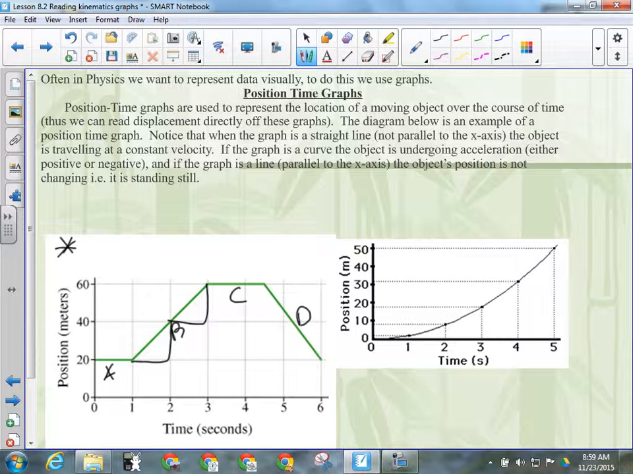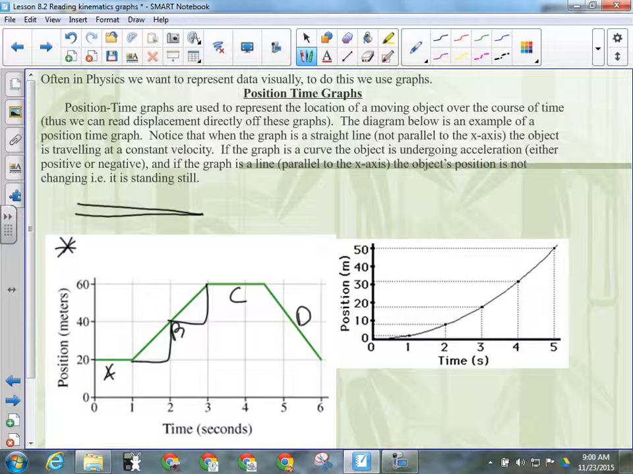So really what this object did is it stood still for a second, and then it went forward 20 meters, or sorry, it went forward 40 meters, and then it came backward 40 meters. Okay? Everyone all right with that?